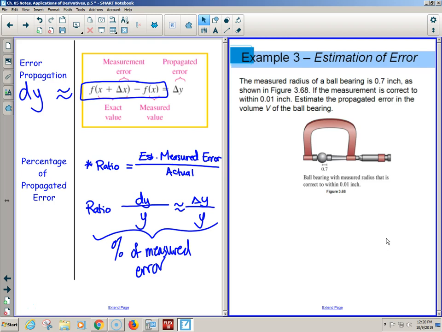The measured radius of a ball bearing is, oh, look at him, he's such a little baby pepper. Yep.